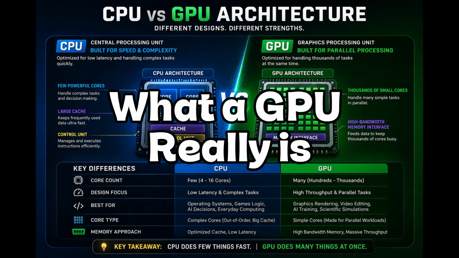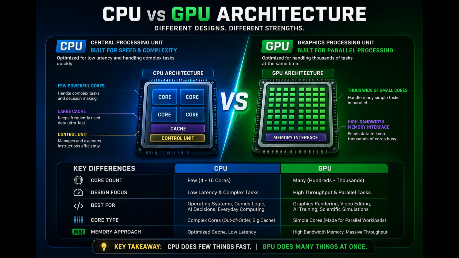What a GPU really is. GPU stands for Graphics Processing Unit, but that name alone doesn't explain much. A GPU is a processor specifically designed to handle massively parallel mathematical operations, especially those needed to generate images.